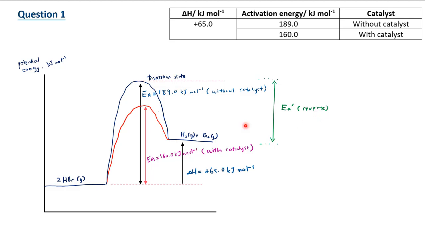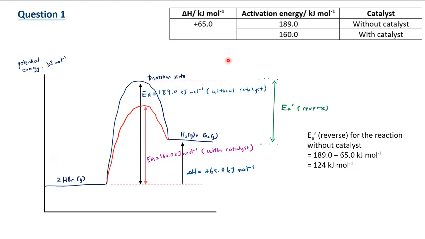Okay, so do a simple mathematics. The EA is 189. The enthalpy is 65. So the EA prime for the reverse reaction without catalyst equals 124 kilojoules per mole. This one is for the endothermic reaction. So be careful. Sometimes you are going to draw the energy profile diagram for exothermic reactions. So be very careful about this delta H, whether it is a positive sign or negative sign, because the shape of the curve will change.